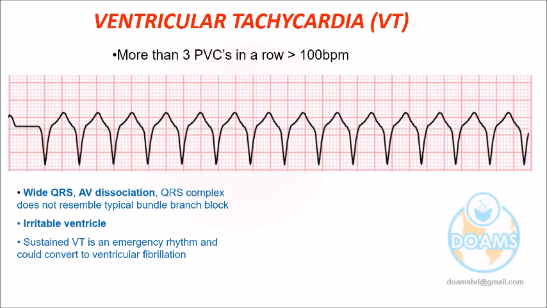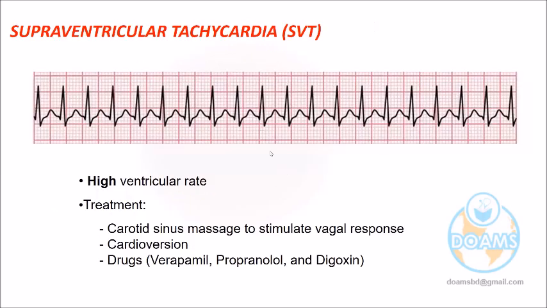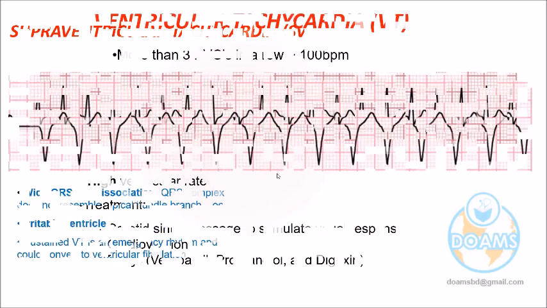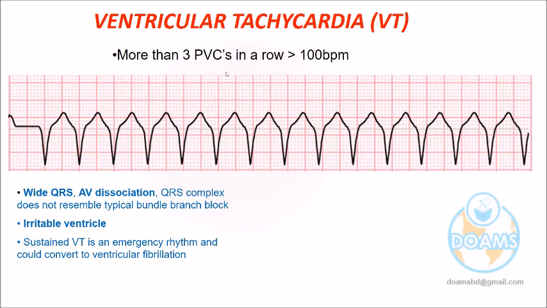So is this regular or irregular? Please, anybody? Regular, doctor. Regular. So regular but wide QRS, and the heart rate is more than 100. Diagnosis is ventricular tachycardia. And the supraventricular tachycardia, I am going back, it is also regular, but the QRS complex is normal. It is not wide. Two differences there.